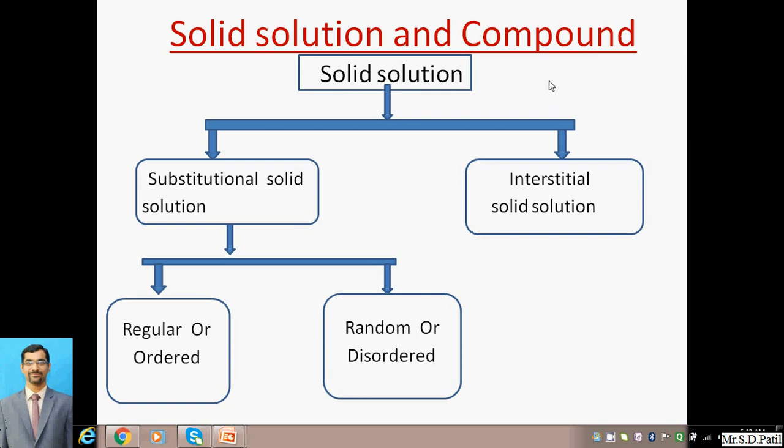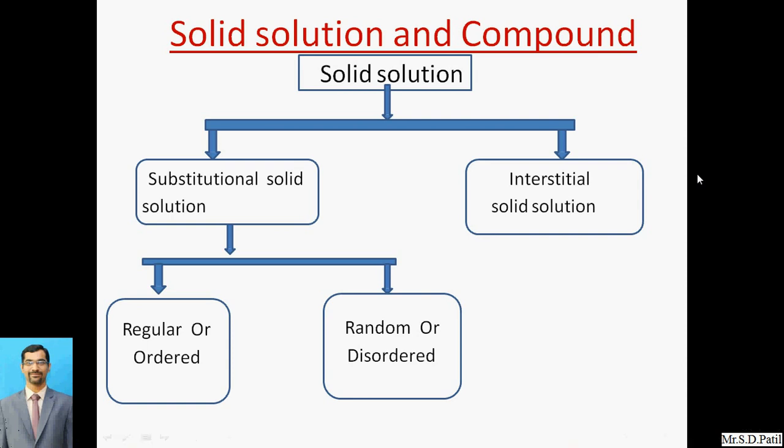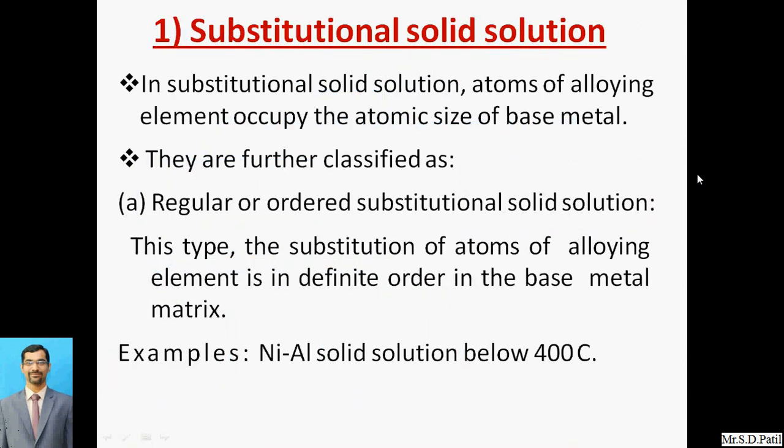So into the next part, the substitutional solid solutions. Basically, in substitutional solid solutions, atoms of alloying elements occupy the atomic sites of the base metal. So in the substitutional solid solution, that is the first type. Second one is the interstitial solid solution. But in the substitutional solid solution, the atoms of alloying elements occupy the atomic sites of the base metal. It is very important to understand.